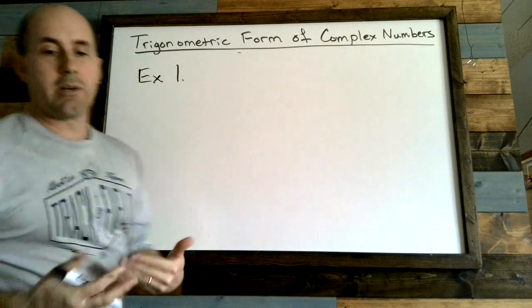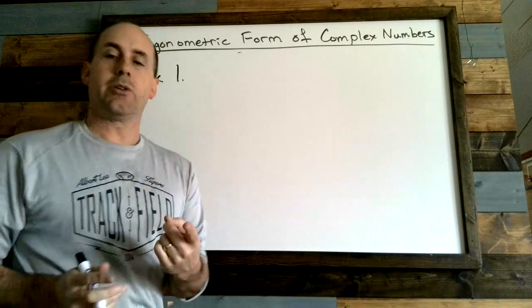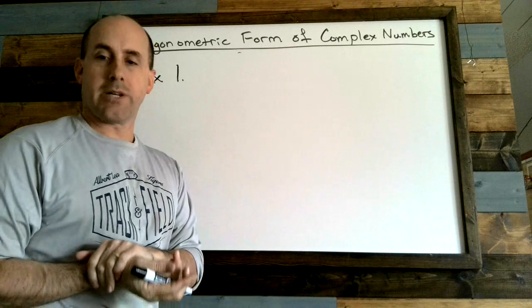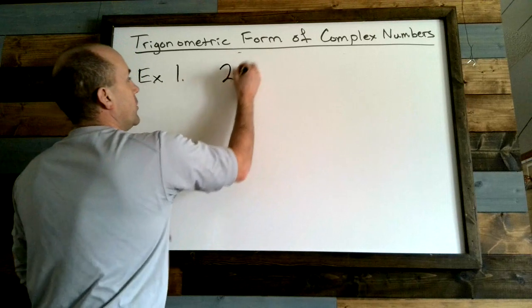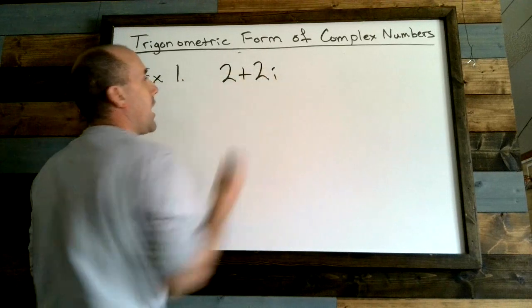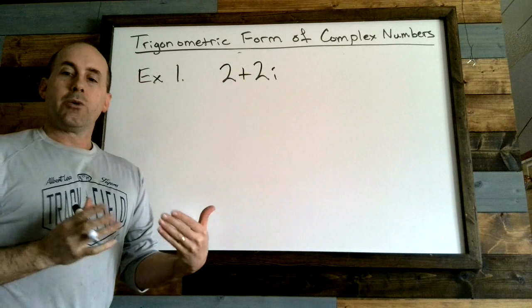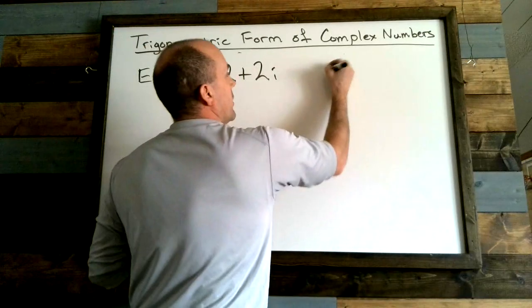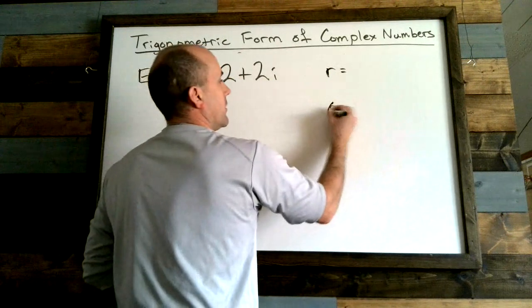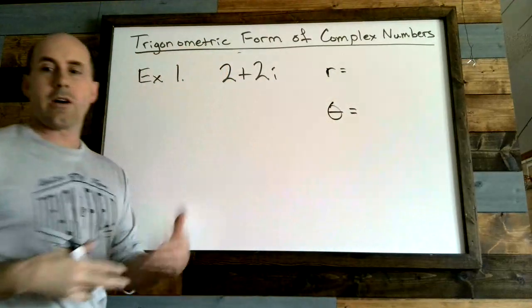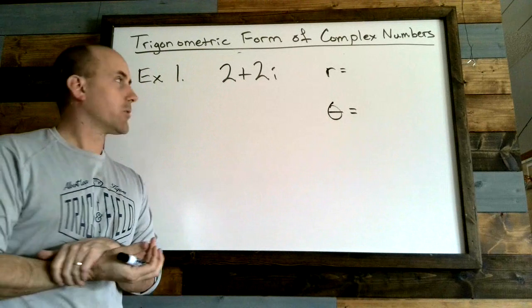Example 1, we are going to place this number into trigonometric form. We have 2 plus 2i. We need 2 things. We need r, and we need theta. Once we have r and theta, we can then place it in our trigonometric form.